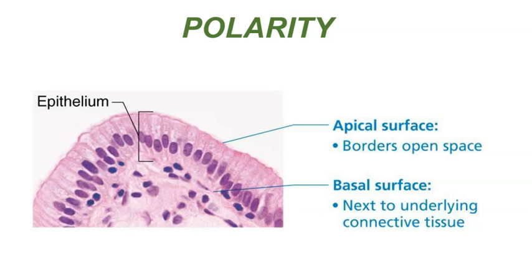On the other side, we have the basal surface, which is the deep surface of the epithelial tissue, and it faces the connective tissue that's underneath. We'll see that all epithelia are associated with a connective tissue underneath them, and this is because the connective tissue underneath the epithelia contains blood vessels, which are going to function to nourish that epithelial tissue.